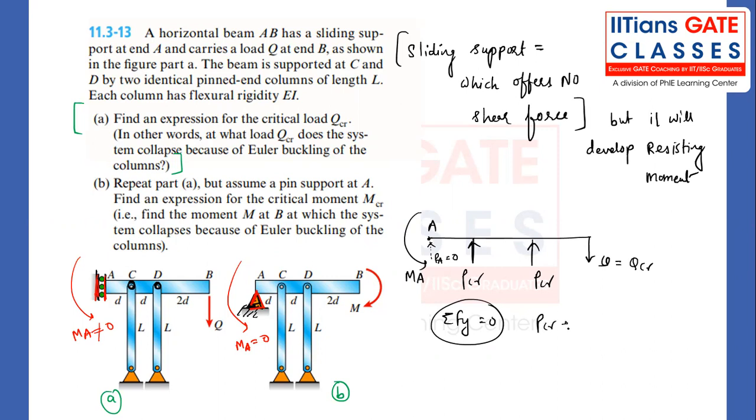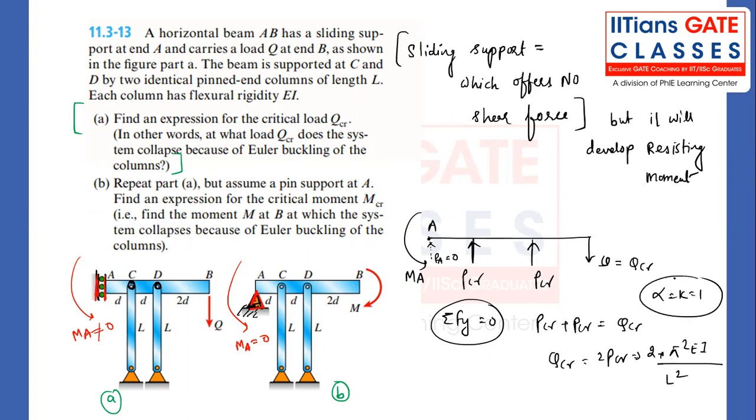So PCR plus PCR will be QCR. So what is QCR? 2 PCR. That means 2 times pi square EI minimum divided by L square, because it is a pin-pin connection. So alpha or K will be 1. Getting my point? These are a few things which are very, very important.